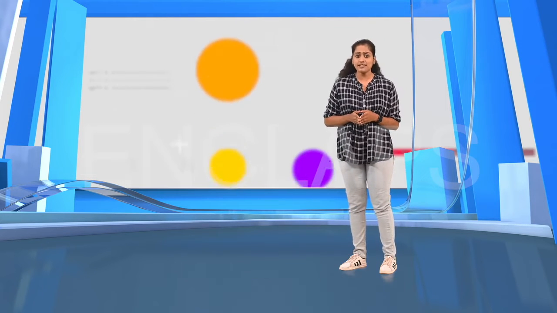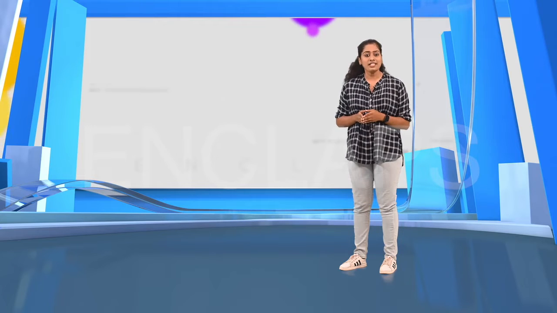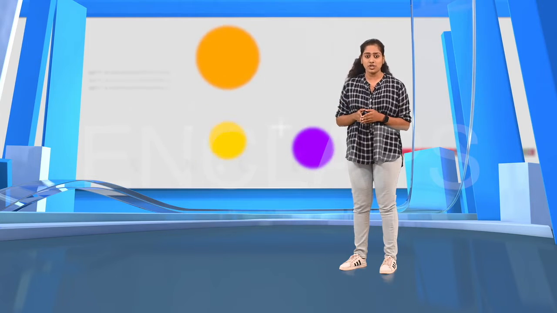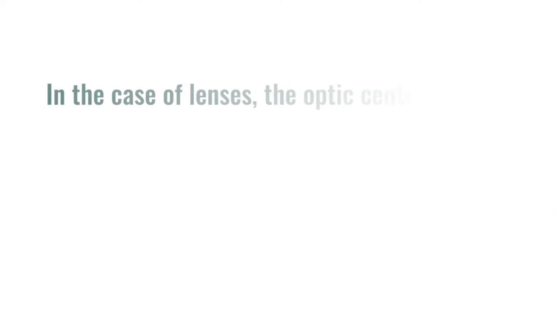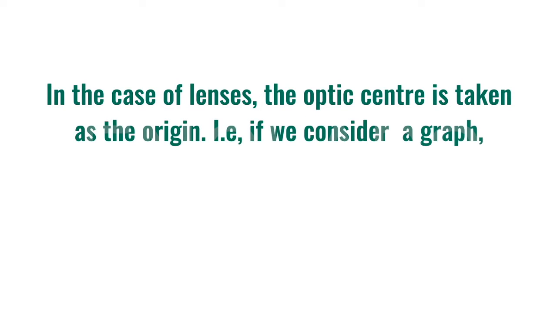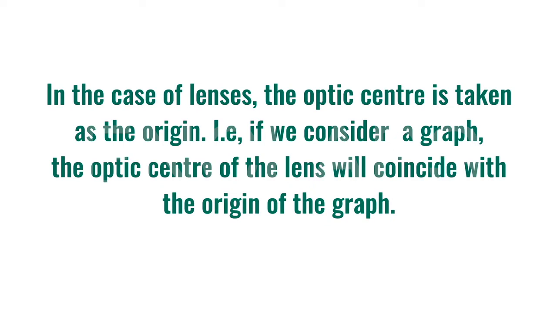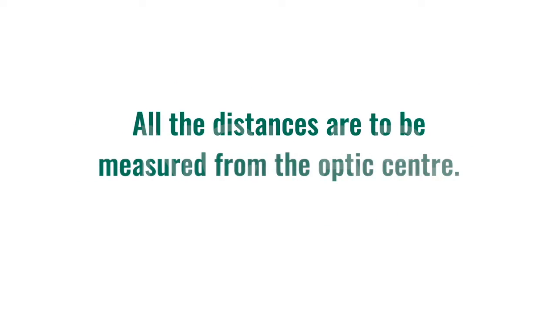In experiments related to lenses and mirrors, all the distances are measured in the same manner as in a graph. In a graph, all the distances are measured from the origin. In case of lenses, the optic center is taken as the origin. That is, if we consider a graph, the optic center of the lens will coincide with the origin of the graph. Therefore, all the distances are to be measured from the optic center.